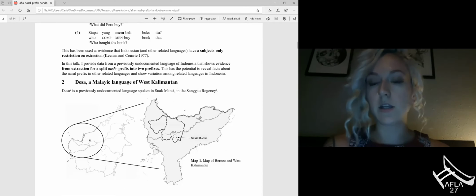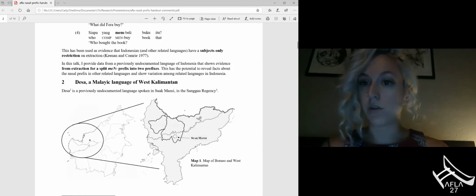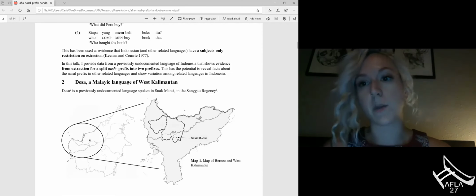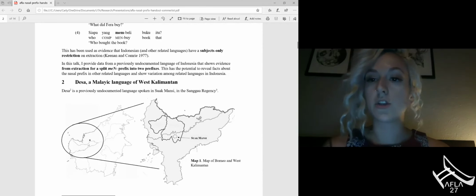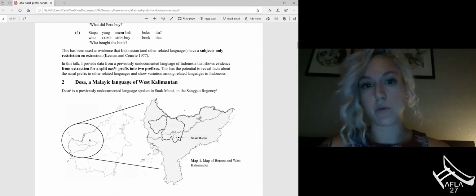It's called Desa. It's located in West Kalimantan in Borneo. And I'm going to show evidence that these extraction contexts actually show that Desa has 2 nasal prefixes. And I'm going to talk a little bit about these nasal prefixes themselves, the syntactic functions that I'm arguing for, and how this might relate to looking at the nasal prefix in the larger literature on Indonesian in general.